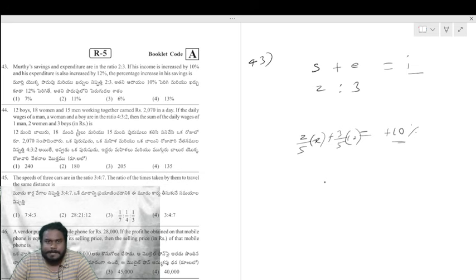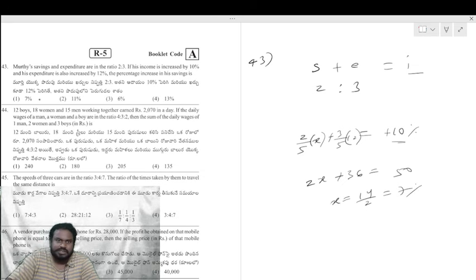Get the answer. Okay, so 2x plus 36 is equal to 50. 15 by 2 is equal to 7.5, that is the answer. So this is one way, and you can do it in many ways actually. The savings and expenditure are given as 2 and 3, right? You can take it as 2x and 3x.